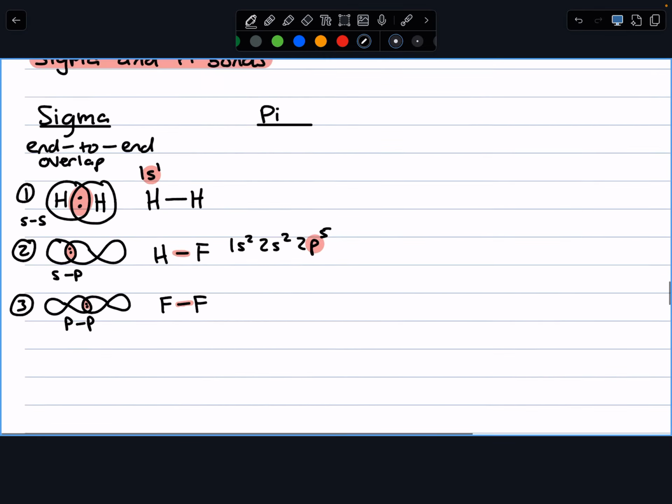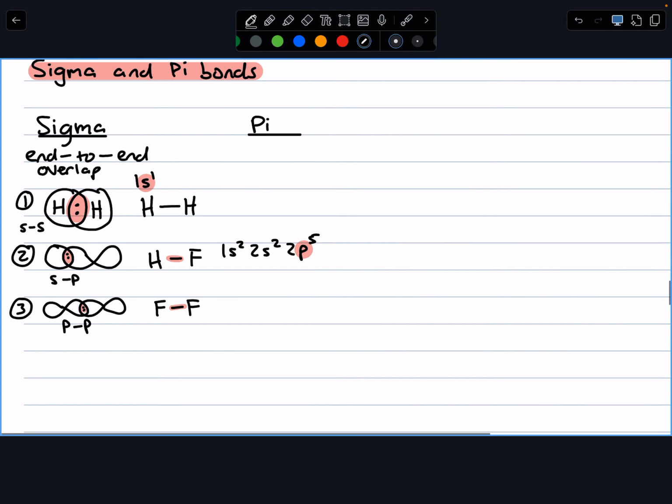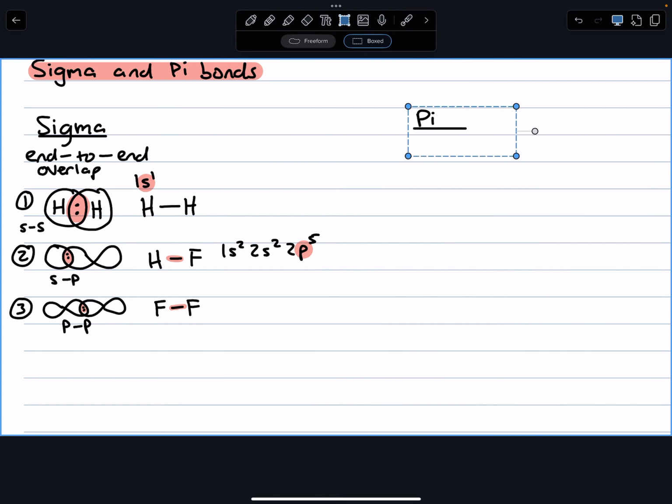Now, I'm going to make this picture a lot more understandable. Pi, on the other hand, is whenever I have the p's sideways. So this is sideways overlapping of p's only.